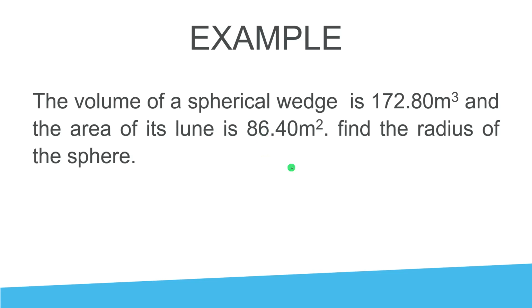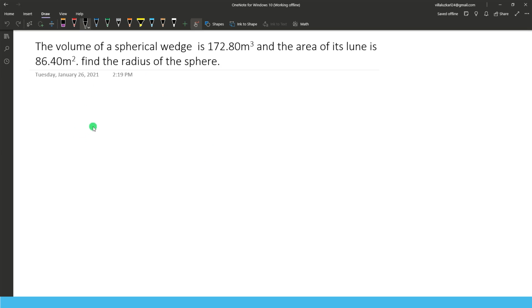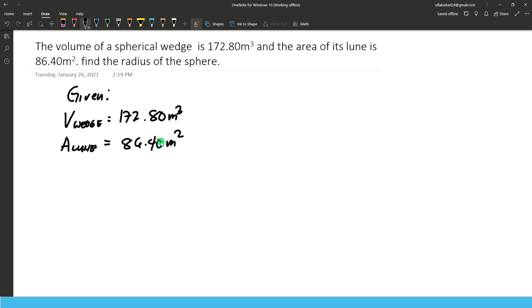The volume of a spherical wedge is 172.8 cubic meters, and the area of its loon is 86.4. Find the radius of the sphere. So the solution for this problem: we are given the volume of the spherical wedge, 172.8 cubic meters, and the area of the loon, which equals 86.4 square meters. We are required to determine the radius of the sphere.